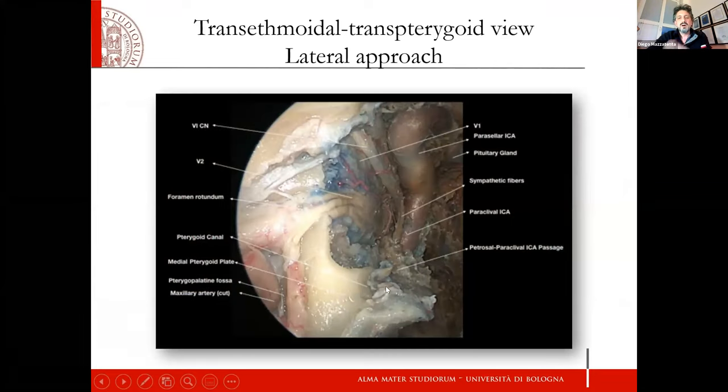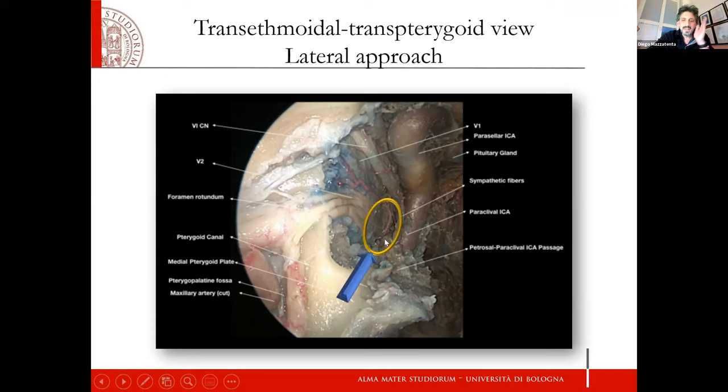These are the images from the point of view of the 0 degree endoscope, not an angulated endoscope, in front of the cavum Meckel. You can see the paraclival tract, the V2 nerves, and also the 6th cranial nerve. And this is the pterygoid canal, drilled out, where the vidian nerve runs. It arrives in front of the genu of the carotid artery before it becomes paraclival.